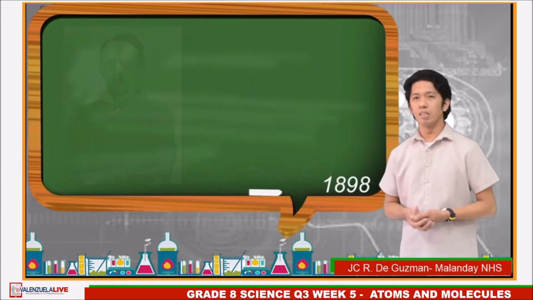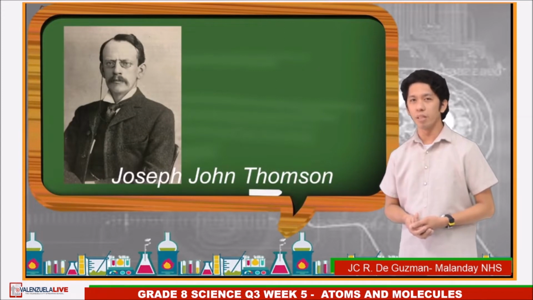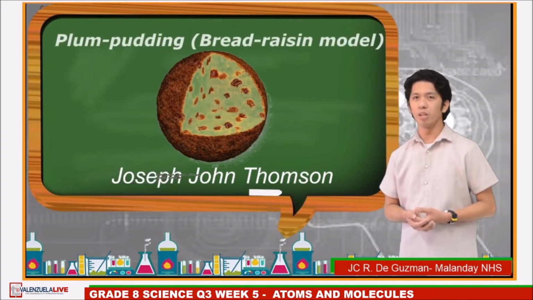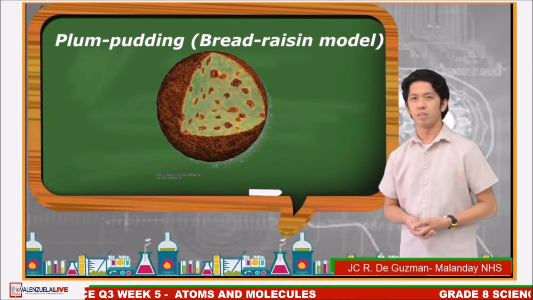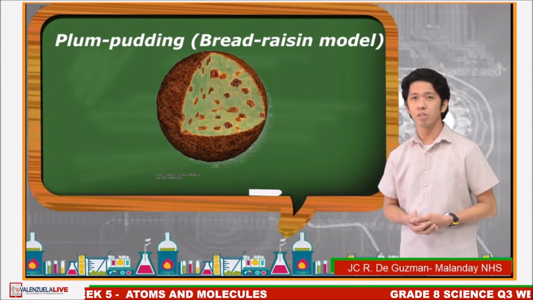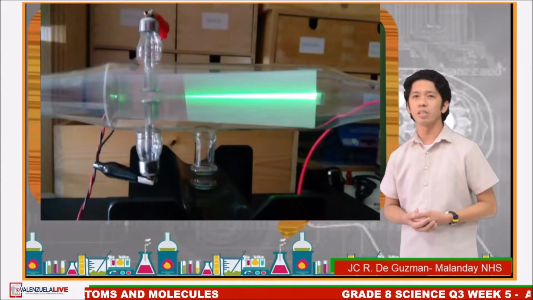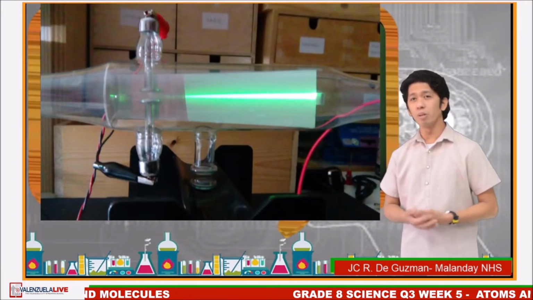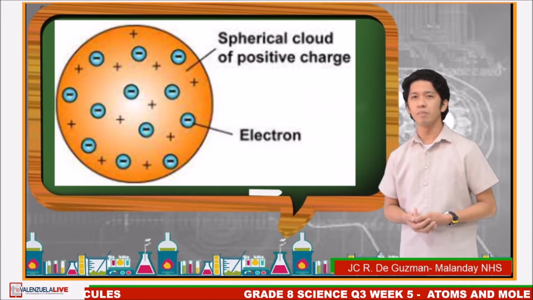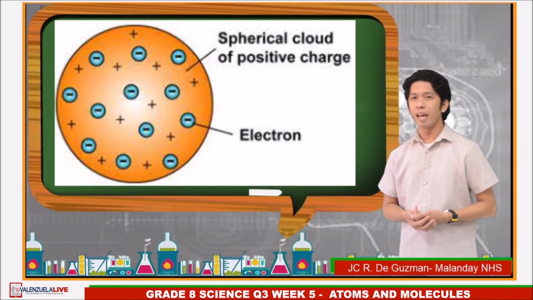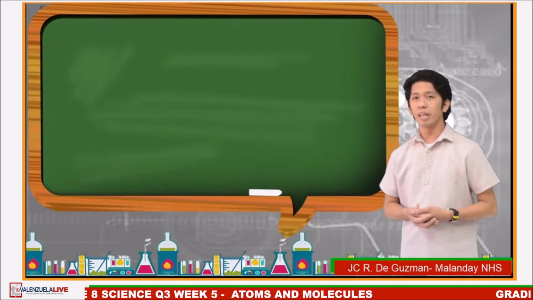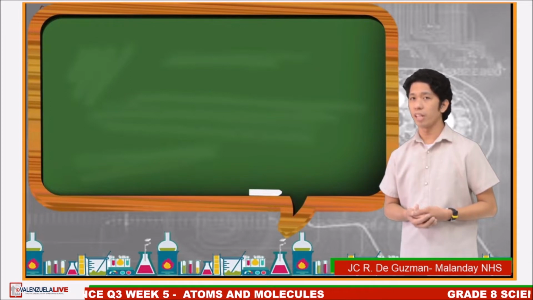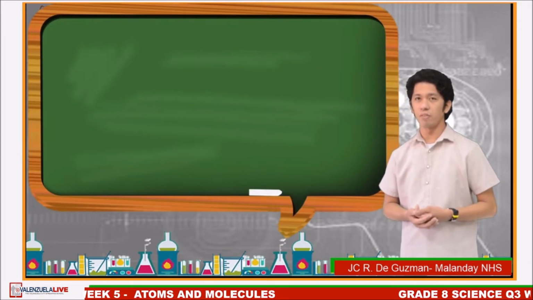Around 1898, Joseph John Thomson showed in his experiment called the plum pudding or bread raisin model that the atom was made of even smaller particles. He is the one who discovered the electrons when he was experimenting with a gas discharge tube. The plum pudding model shows how electrons were distributed within a positively charged sphere, which ended up like this. The plum pudding model had to be abandoned on both theoretical and experimental grounds in favor of the Rutherford's atomic model.